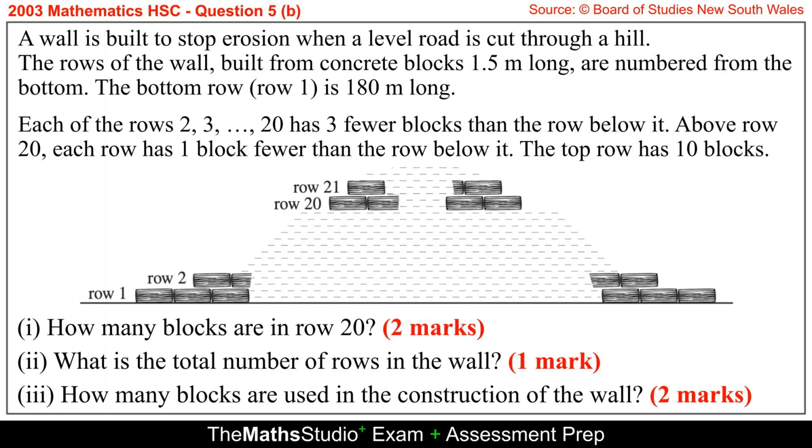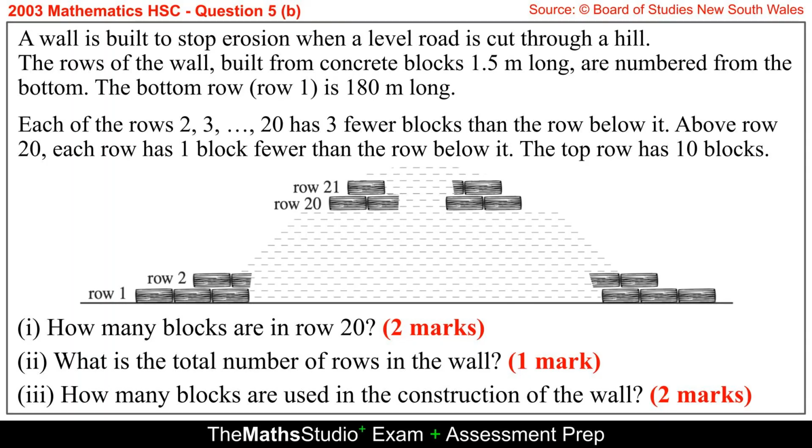Question 5, Part B. A wall is built to stop erosion when a level road is cut through a hill. The rows of the wall, built from concrete blocks 1.5 meters long, are numbered from the bottom. The bottom row, row 1, is 180 meters long.